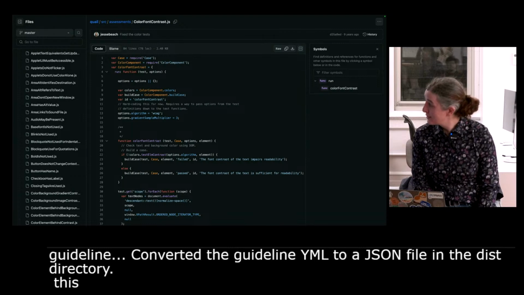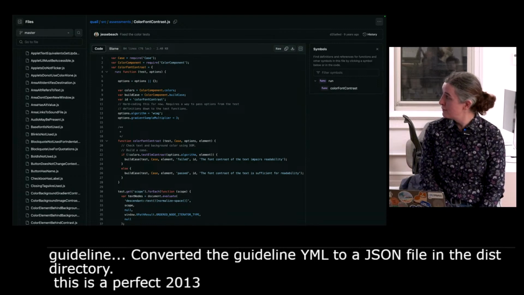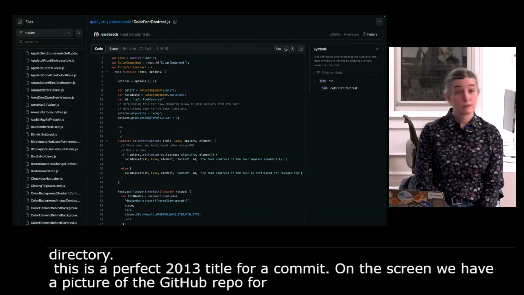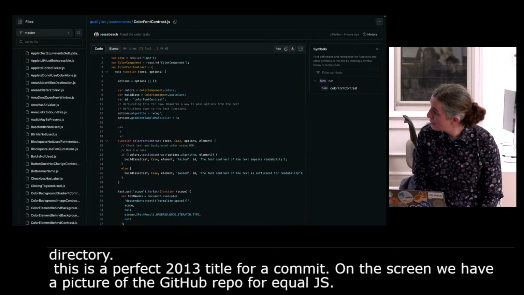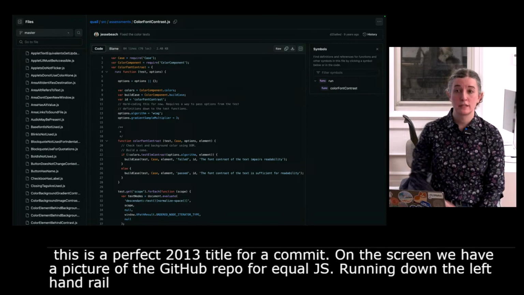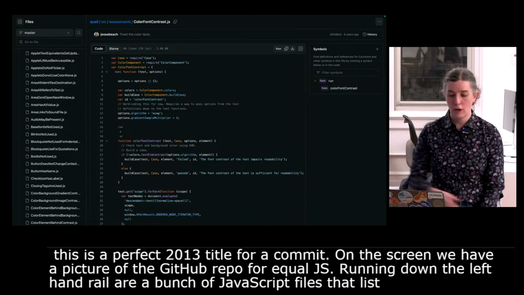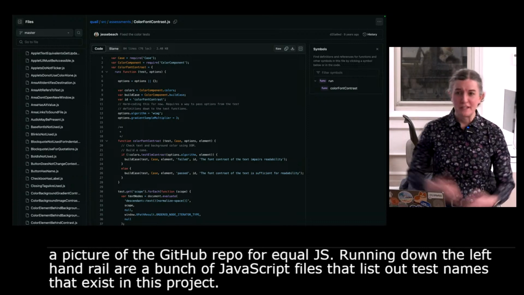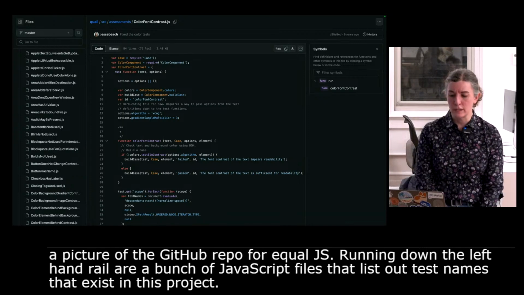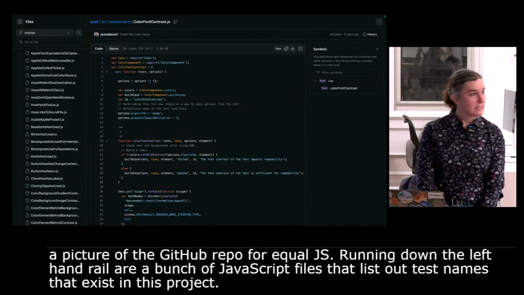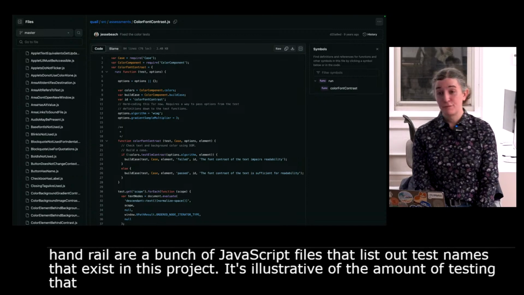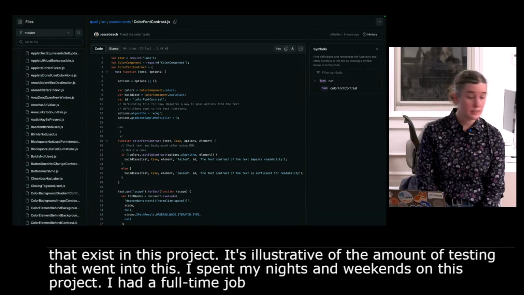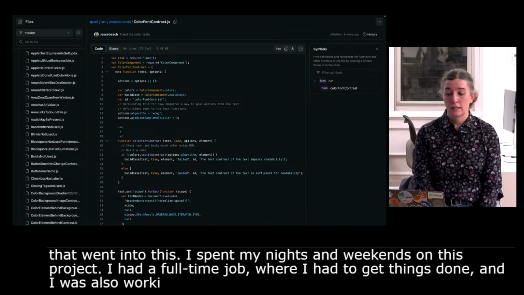On the screen, we have a picture of the GitHub repo for QuailJS. Running down the left-hand rail are a bunch of JavaScript files that list out test names that exist in this project. It's illustrative of the amount of testing that went into this. I spent my nights and my weekends on this project. I had a full-time job where I had to get things done, and I was also working on this open source project. I fell in love with it.